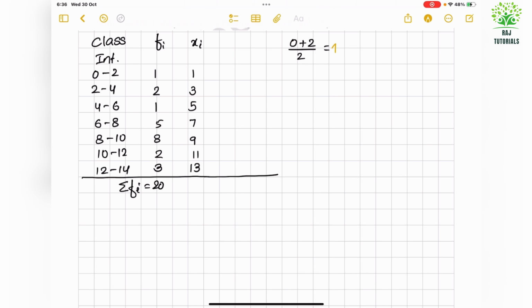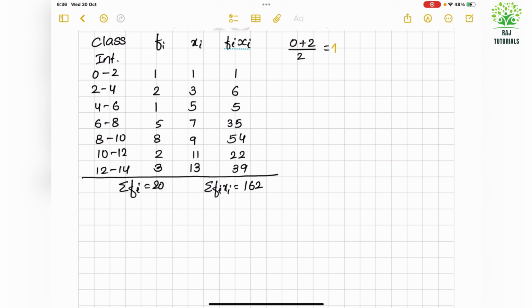Now if I use the first way, that is fixi, direct way, it will be easy for me because the multiplications are smaller. So 1 1s are 1, 2 3s are 6, 5 1s are 5, 7 5s are 35, 8 9s are 54, 2 11s are 22, and 3 13s are 39. So if I do here sigma fixi, I am getting 162.